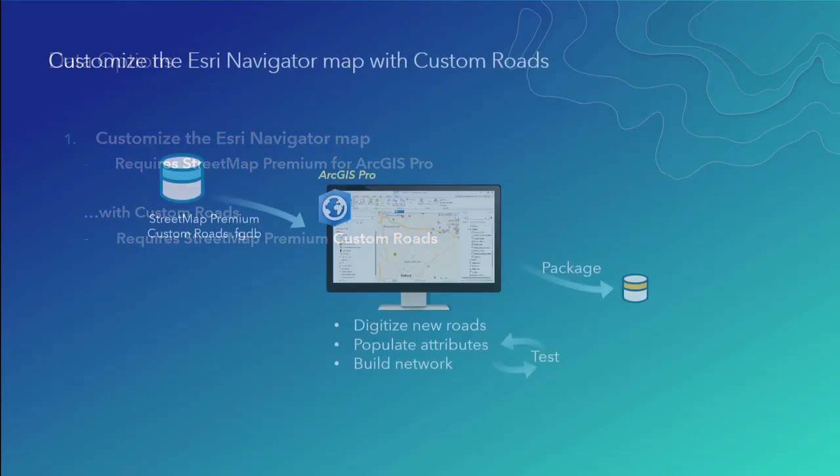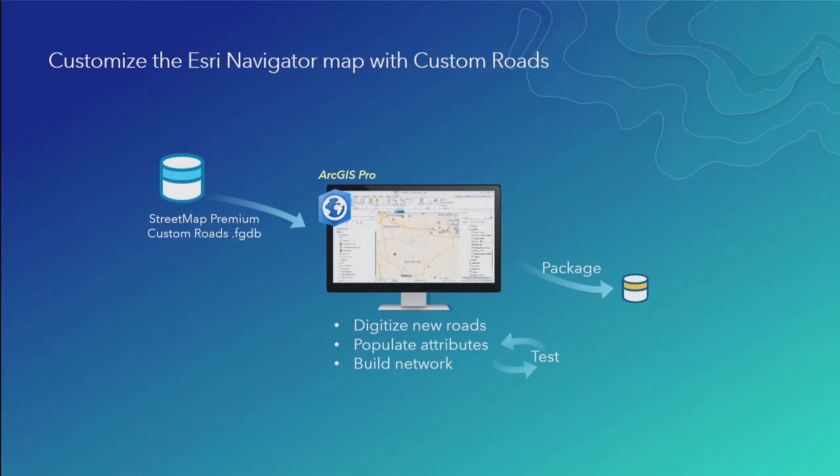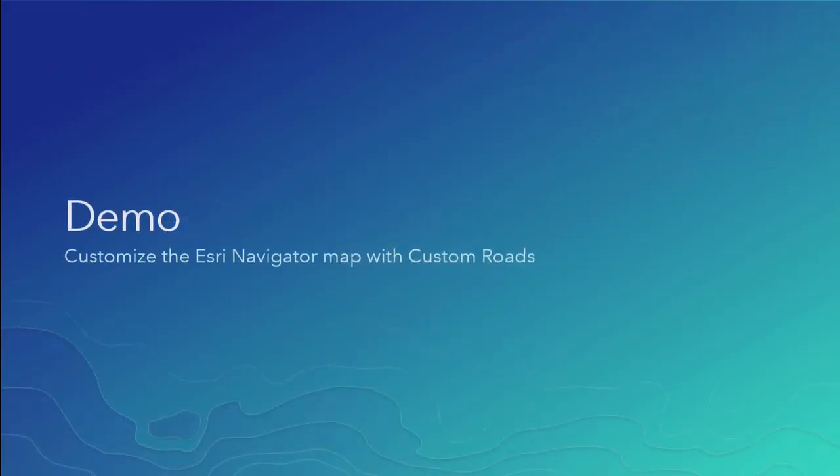And StreetMap Premium Custom Roads is just a different deliverable. It's a file geodatabase that we give you. And within there, it's got some empty data layers, an empty streets layer that you put your own custom roads into. So you can digitize them in, populate the network dataset attributes, build the network, and then package. So it's just one added capability. And if you require to digitize in new roads, route seamlessly between your own managed roads, you need StreetMap Premium Custom Roads. So I think that's what we were going to show next.